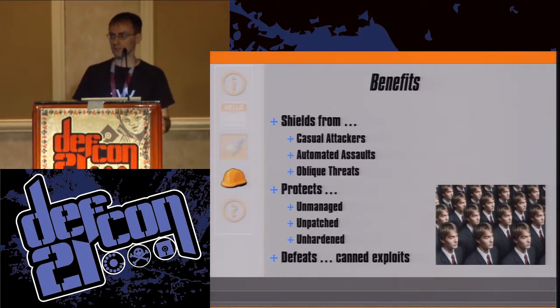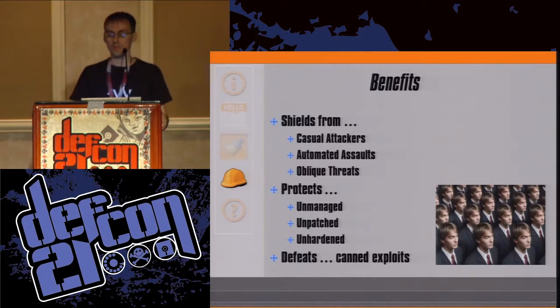And then oblique threats. If someone is making a toehold, they're not going to have that target they prepared for, the preferable next step, where they like to move when they go laterally. So it does a good job of helping to shield the network from these sorts of threats. And then, of course, it helps protect unmanaged, unpatched, and unhardened devices, because as an attacker moves past these targets, the fact that the target is unmanaged, unpatched, and unhardened becomes less of an issue.